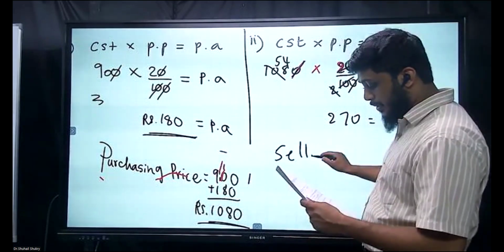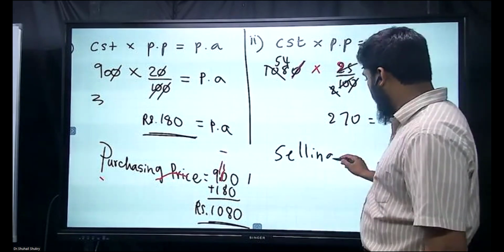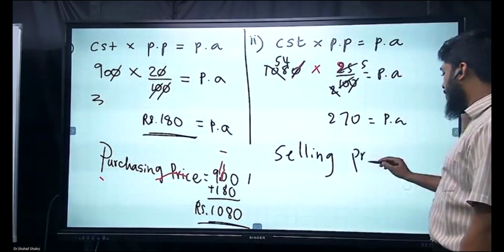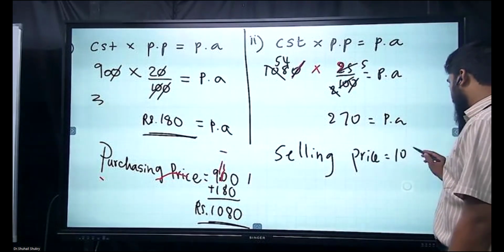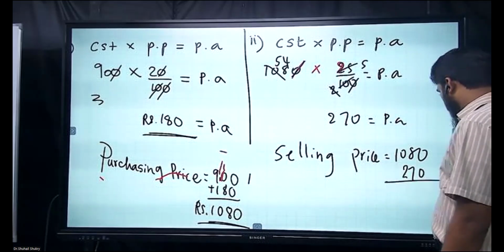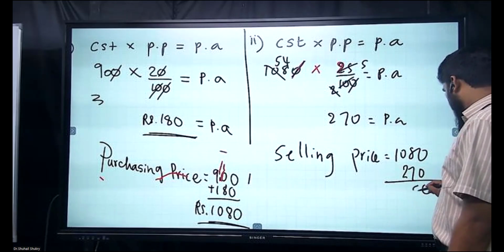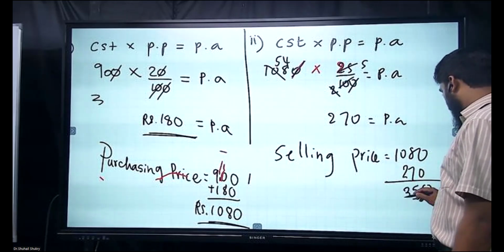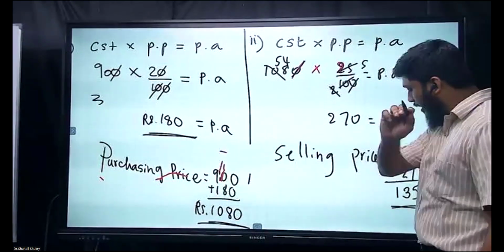Now we are talking from the aspect of the vendor. Selling price will be his cost, which was 1080, plus his profit of 270. So the selling price is 1350.